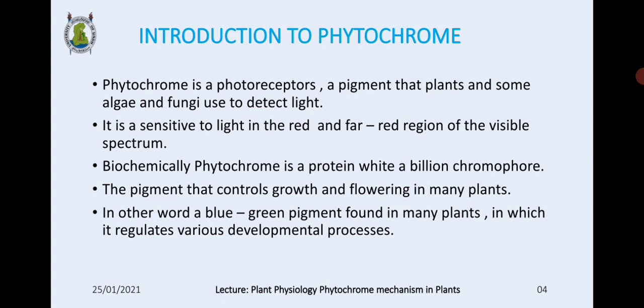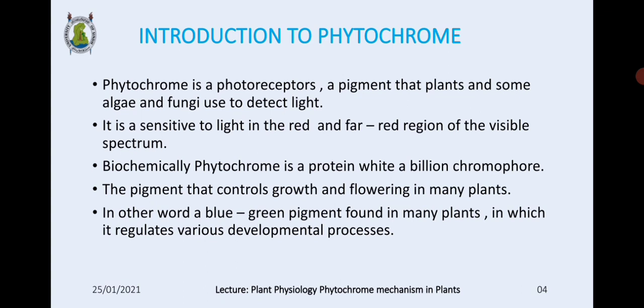So, introduction to phytochrome. Phytochrome is a photoreceptor, a pigment that plants and some algae and fungi use to detect light. It is sensitive to light in the red and far red region of the visible spectrum. Biochemically, phytochrome is a protein with a bilin chromophore. It is the pigment that controls growth and flowering in many plants. In other words, a blue-green pigment found in many plants in which it regulates various developmental processes.